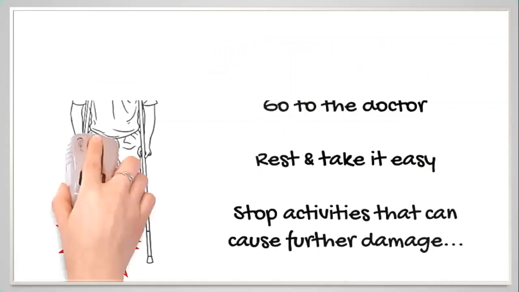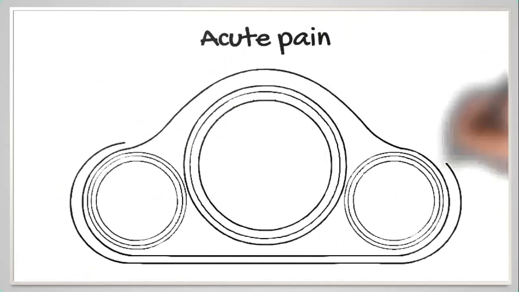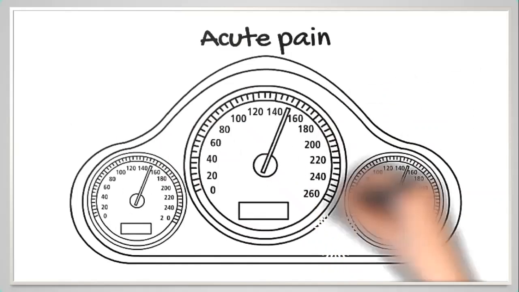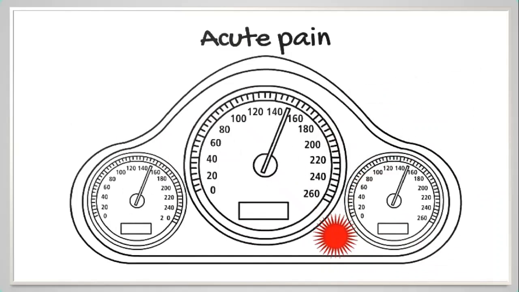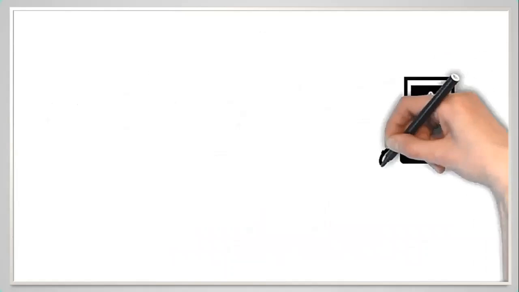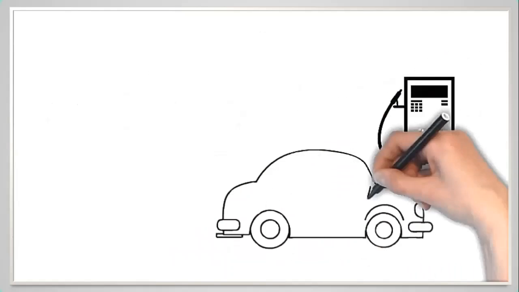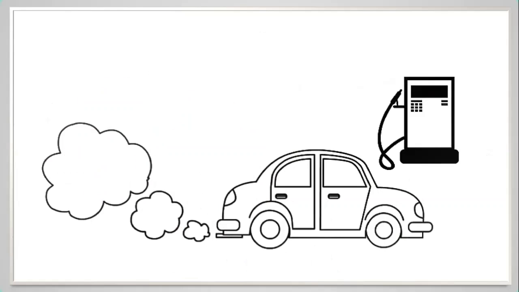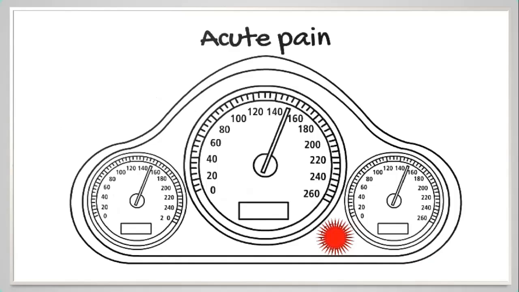Acute pain can also be compared with the dashboard of a car. When something is wrong with a car, a warning light will come on to ensure that you will take the necessary steps to avoid damage to the car or being stranded in the car. If you get the warning of an empty fuel tank, you will be able to drive to the nearest petrol station and fill up your car. The problem is then sorted and the warning light will go off.